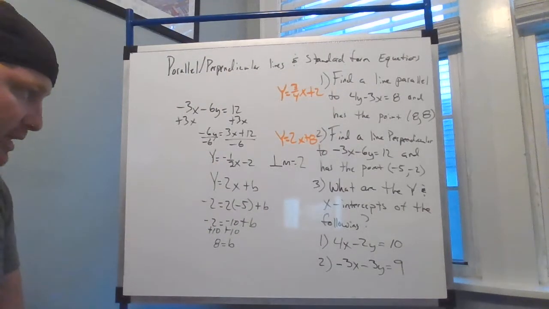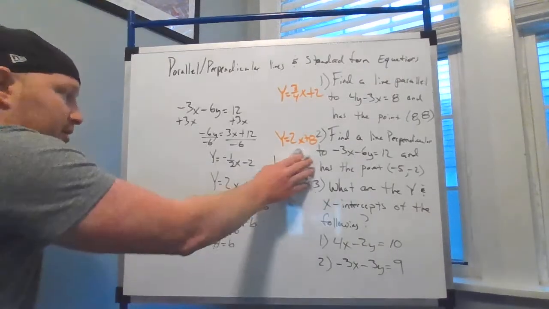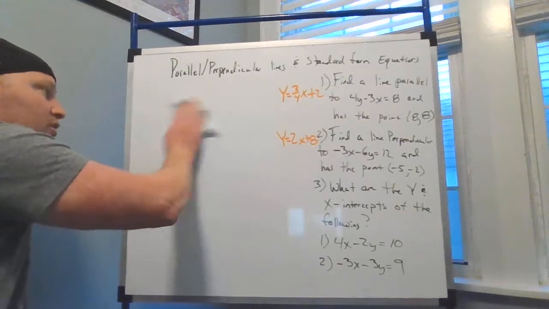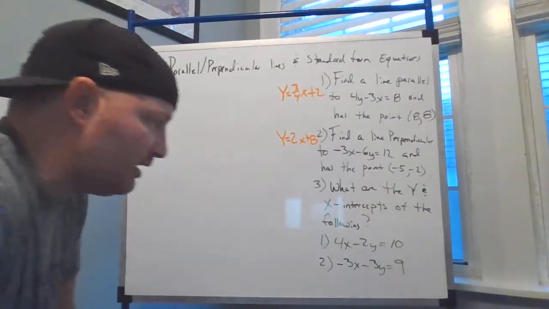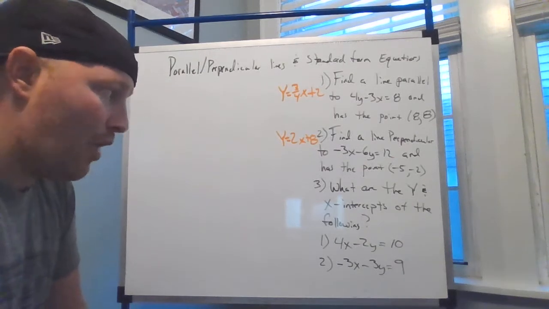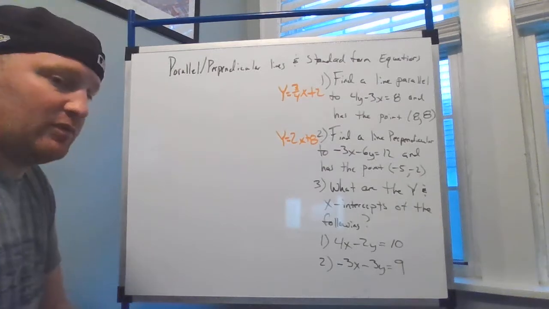Number 3 says, what are the y and x intercepts of the following? So let's go through and understand how to do that. You already know what the y-intercept is, and I'm doing this today because I need just a little more understanding on your part to understand exactly what y and x-intercepts means. So give yourself some notes.